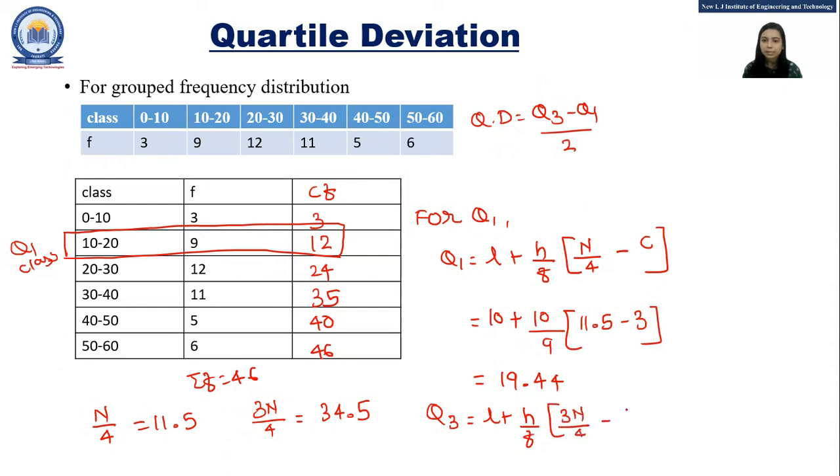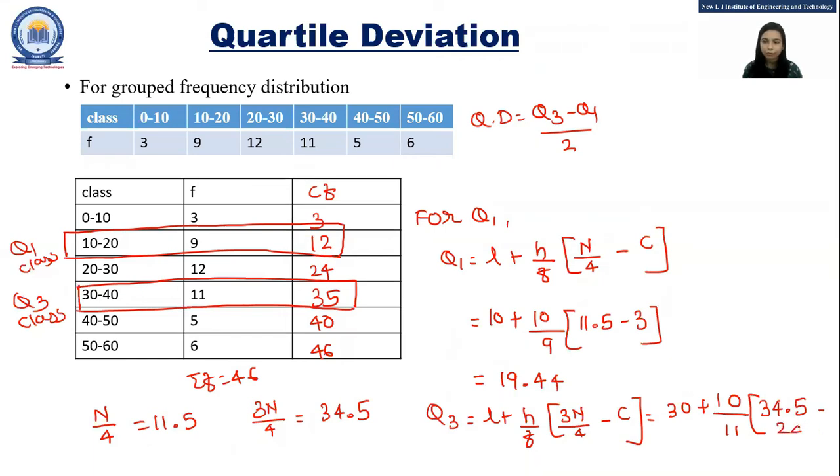Similarly, you can find out the value of Q3, that is L plus H by F into 3N by 4 minus C. From 3N by 4 we can decide the Q3 class. So 34.5, this is your Q3 class. The value of L is 30, the value of H is 10, the value of F is 11, the value of 3N by 4 is 34.5, and the value of C is 24. So whenever you solve this equation, you will get Q3 is equal to 39.54.